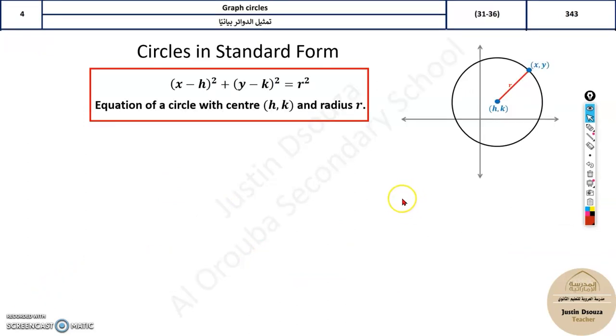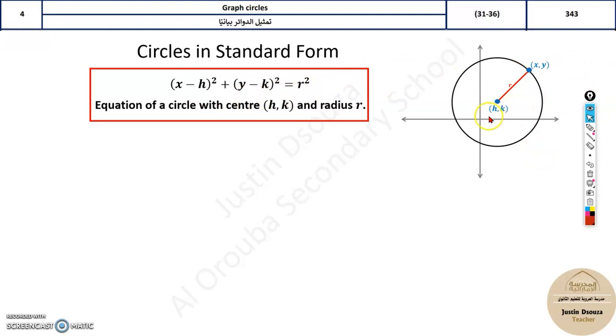The next topic is to graph circles. The standard form of circles is given over here: (x minus h) the whole square plus (y minus k) the whole square equals r square. Here, h and k are very important. They are the center of the circle. It can be any values. And r is the radius.